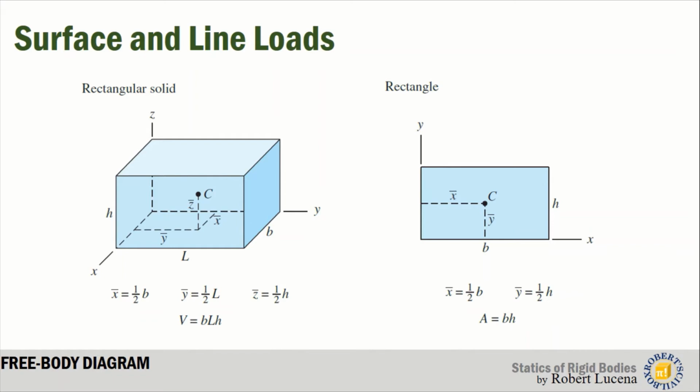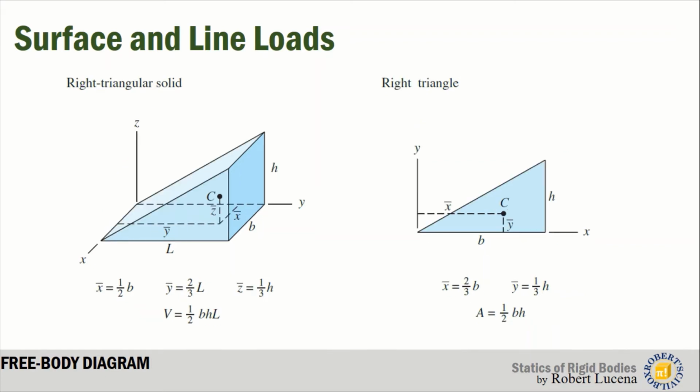So for the basic solids and basic areas, the centroid for a rectangular solid could be seen by X bar is 1/2 of this dimension B, Y bar is 1/2 of L, and Z bar is 1/2 of H. In this case, for a rectangle, the centroid passes on the half of B and half of H. Okay. How about for a triangular surface?